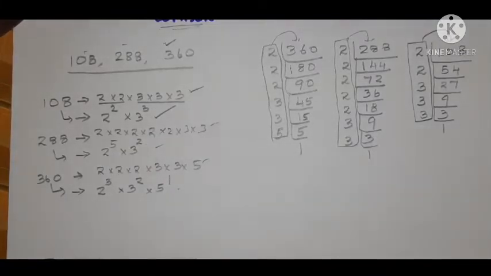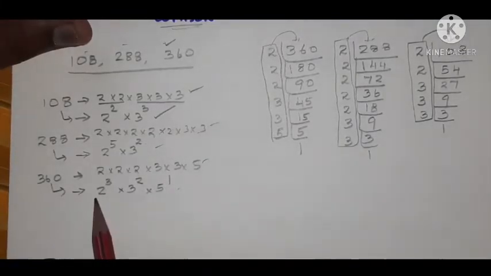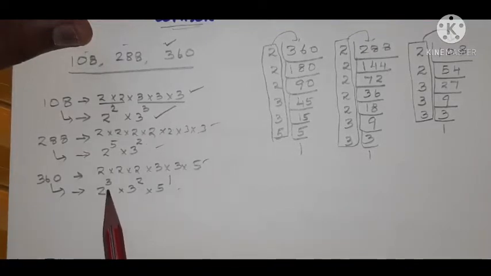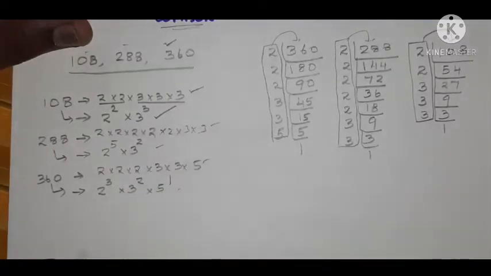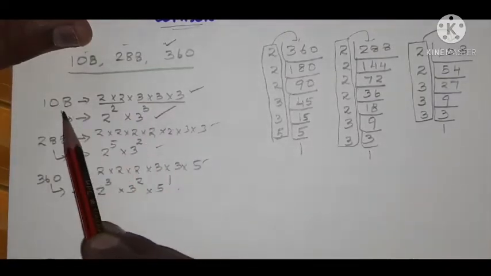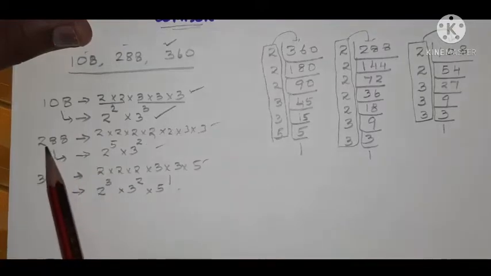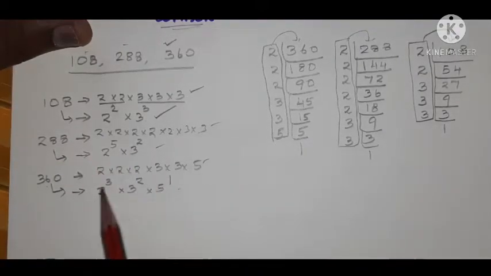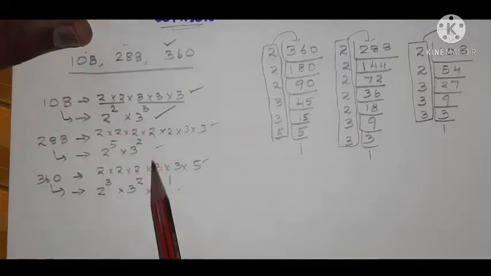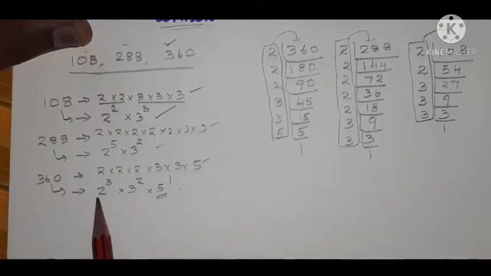Now the final step: we should take out the least powers of common prime factors. That's very important. First you identify the common prime factors. So what are the common prime factors? In 108 we have 2 and 3. In 288 we have 2 and 3. But in 360 we have 2, 3 and 5. Where 2 and 3 are common in all 3 numbers, 5 is not common to all 3 numbers. Hence we could not consider the 5. So we should consider only 2 and 3.